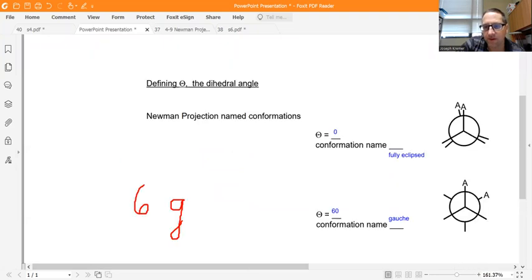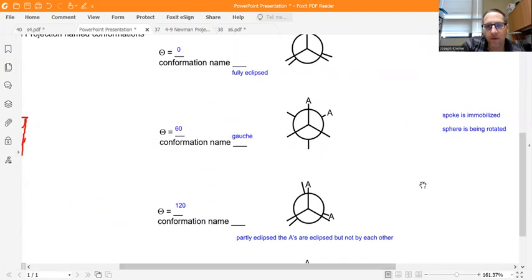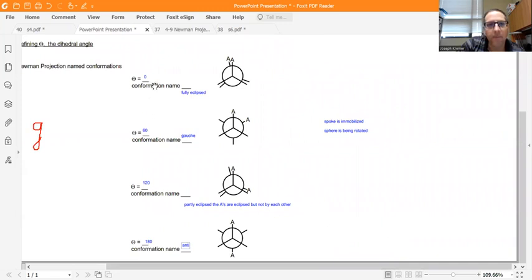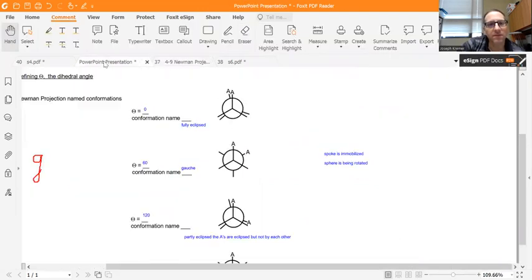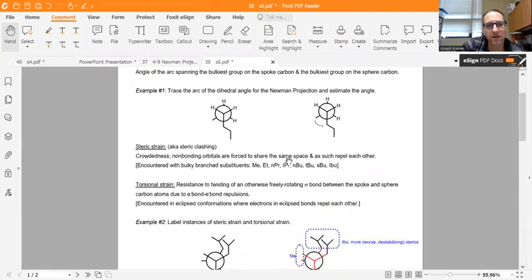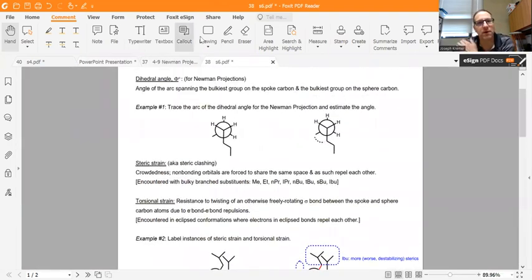Sorry, I'm trying to get this frame for you here. Anti, apart. And I did have one more thing to cover. I believe it was on here. So, example 1. There are some definitions on here I covered. Example 1: trace the arc of the dihedral angle and estimate its angle.